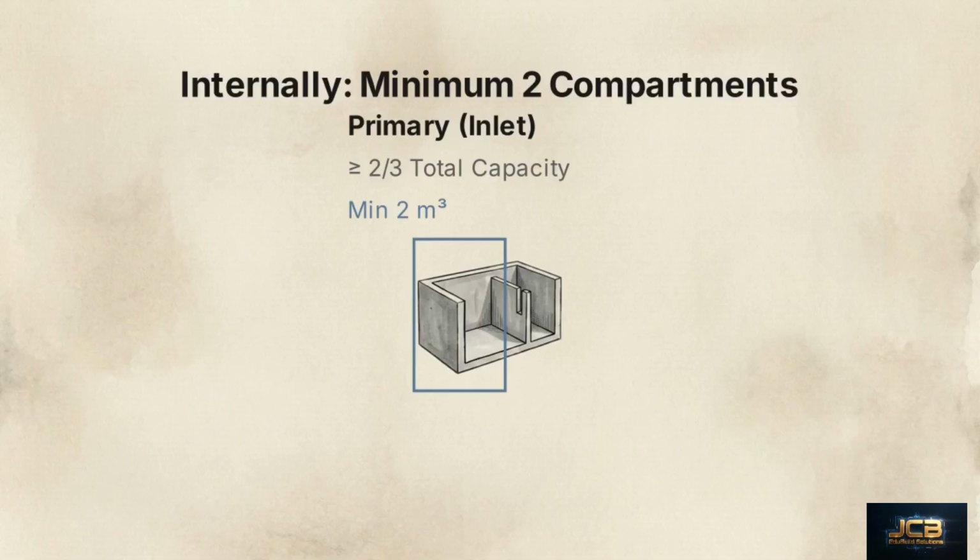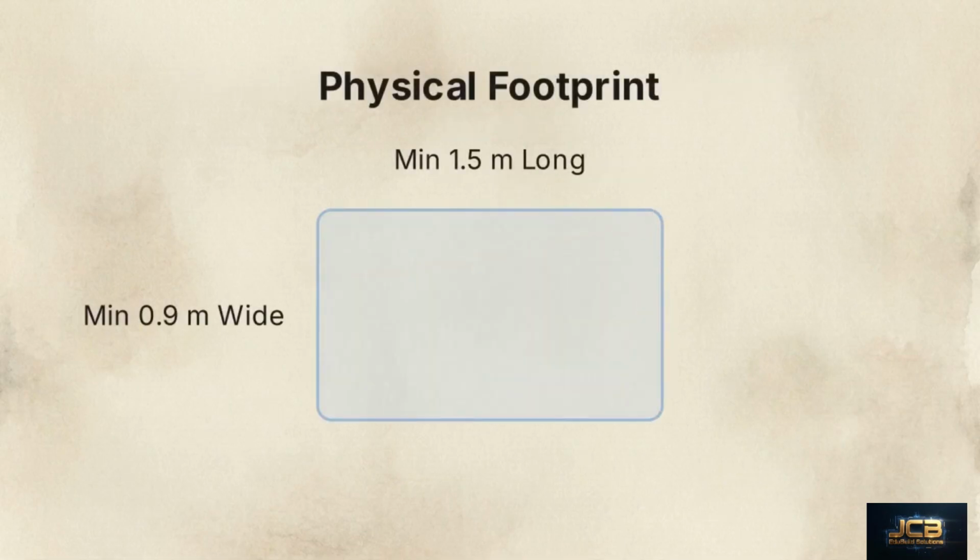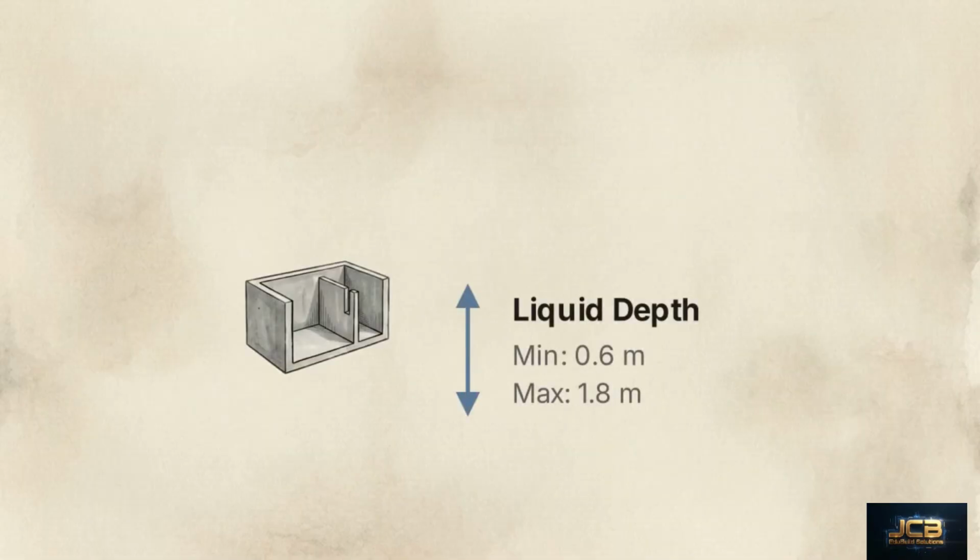The primary, or inlet compartment, must hold at least 2/3 of the tank's total capacity, with an absolute minimum of 2 cubic meters. The secondary compartment takes up a maximum of 1/3 of the total capacity, with a minimum of 1 cubic meter. The physical footprint is tightly regulated. The tank must be at least 0.9 meters wide and 1.5 meters long.